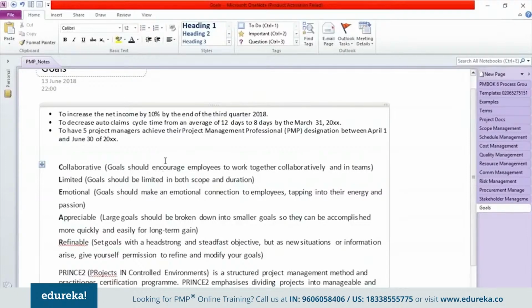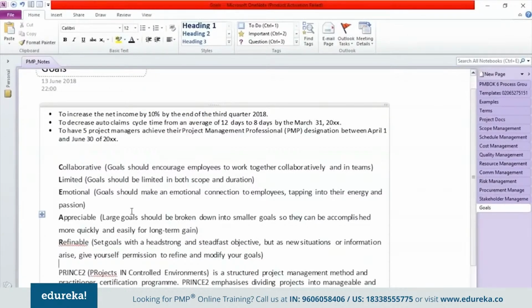Another example could be to decrease auto claims cycle time from an average of 12 days to 8 days by March 31st, maybe 2019. This is another good example wherein we're very clear about what we want to achieve by the end of that project. We want to reduce the cycle time, by how many days, and by when we want to reduce it. So if the goal is clear and smart, then it becomes much easier to relate to.